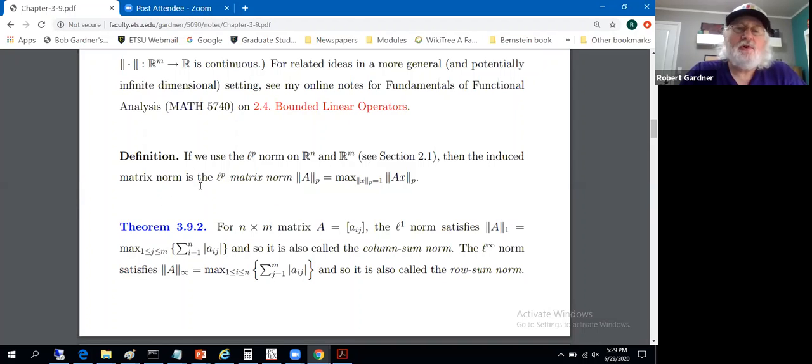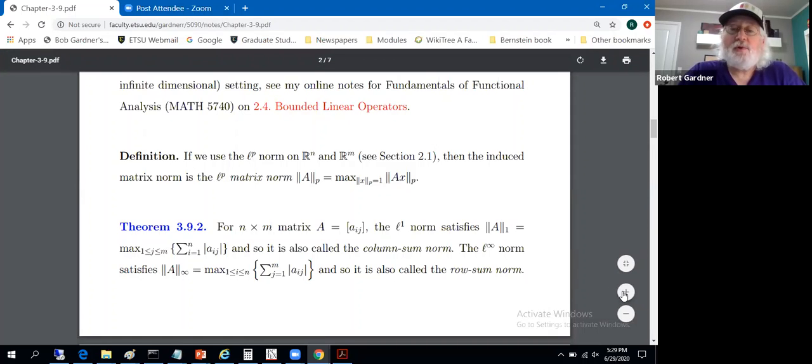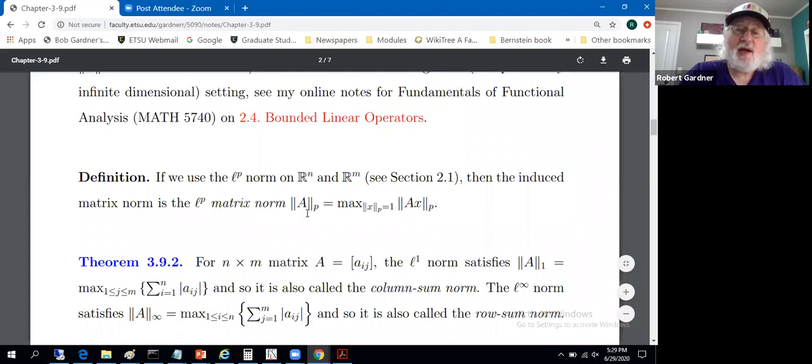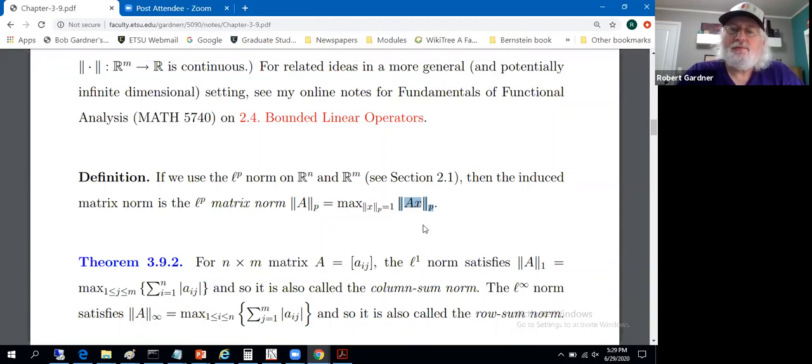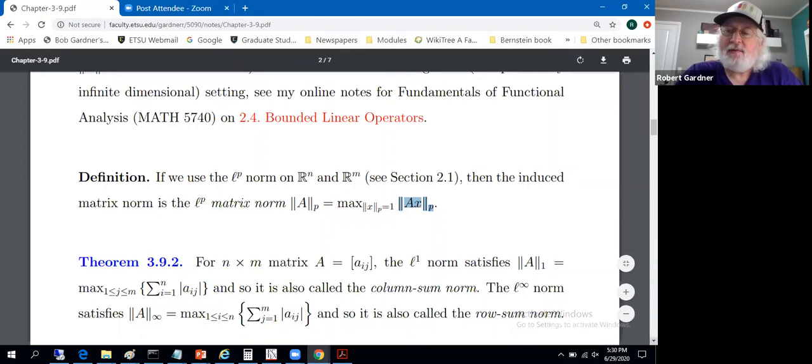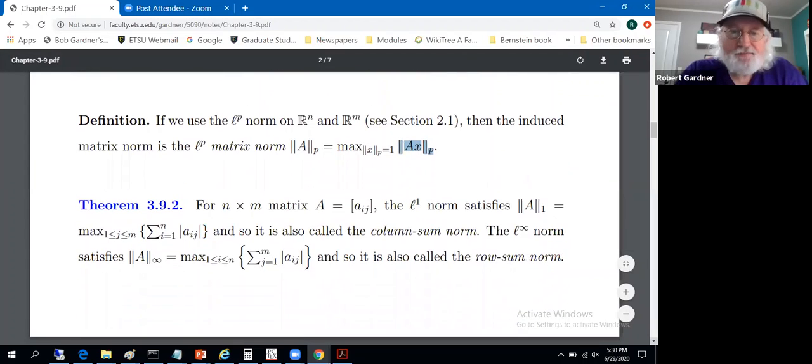The induced matrix norm is then called the LP matrix norm, defined to be the maximum over all unit vectors, when measured with an LP norm, of the LP norm of AX. Quite strictly speaking, if matrix A isn't square, then we've got here an LP norm on Rm, and here an LP norm on Rn. So strictly speaking, it's different LP norms. It's different spaces. The norms are calculated in the same way, but there are maybe more components in one of those spaces than the other. So that calls for some attention.